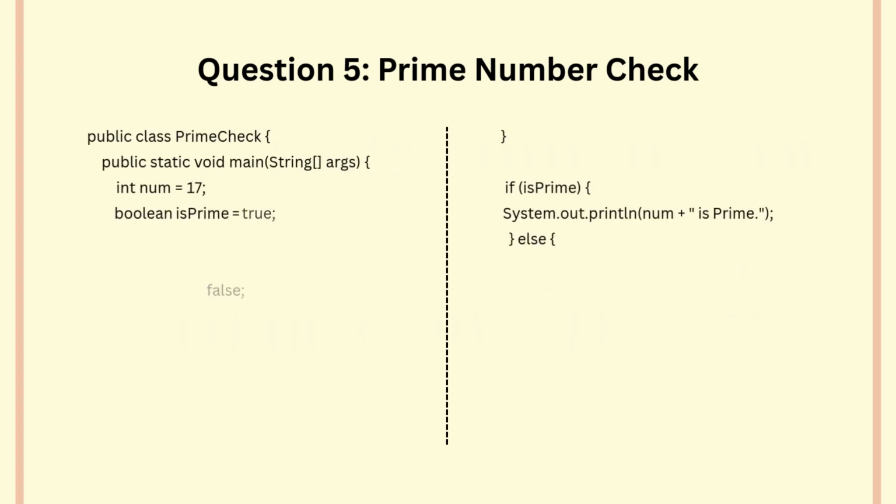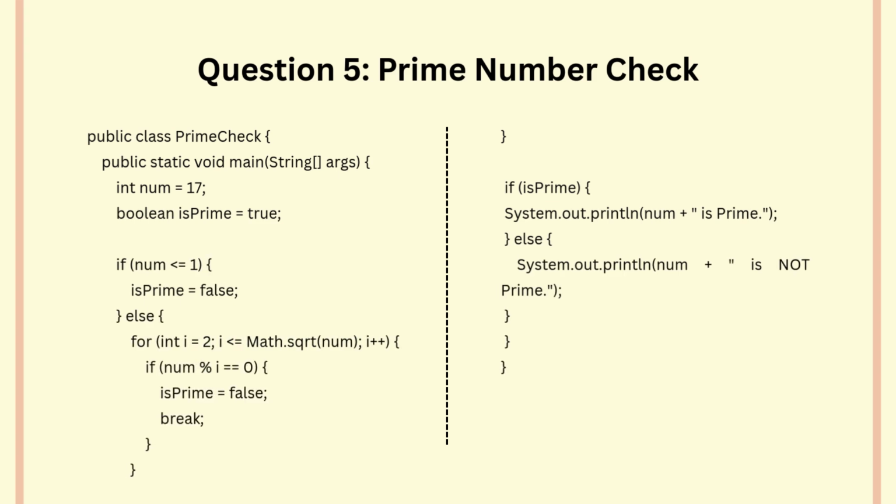In the program, we use a loop to check if the number can be divided by any smaller number. We only check up to the square root of the number to save time. If we find a divisor, it's not prime. Otherwise, it's a prime number. So here, 17 is prime, while 15 is not.